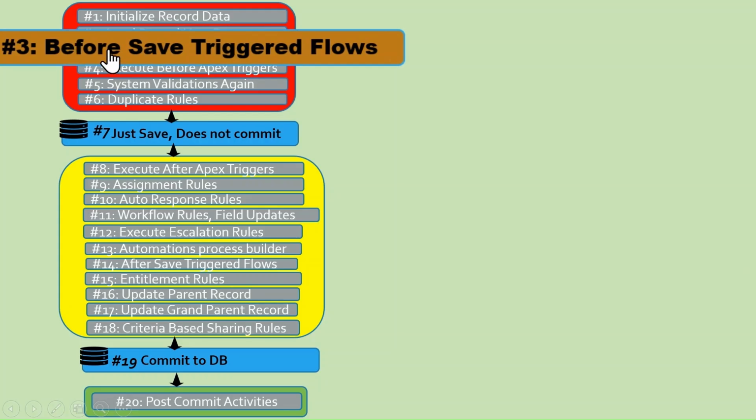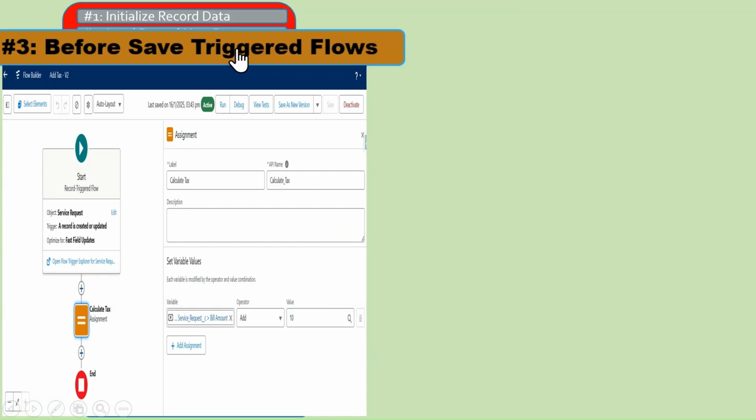The main responsibility of this step 3 is Salesforce looks for the before save triggered flows, if they exist for the current record's object, and executes those before save triggered flows. In this case, we have a before save trigger flow for our custom object, that is service request, for the created case or updated case. This before save trigger flow will just add the bill amount with a 10 value.